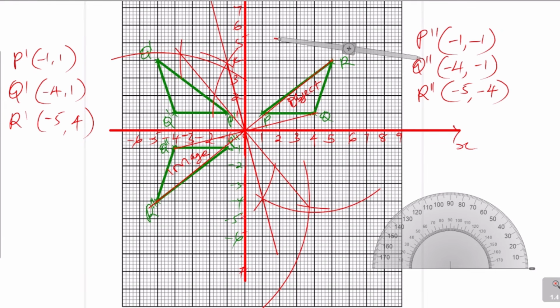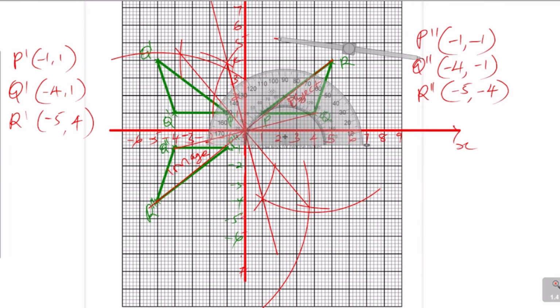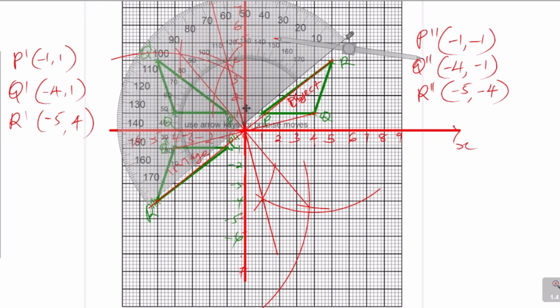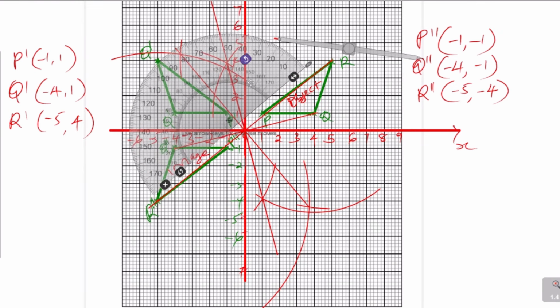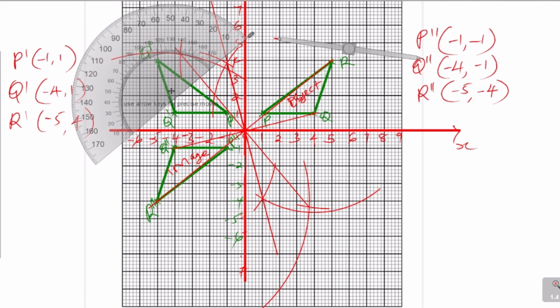So now after getting the center of rotation, we want to get the angle. The center of rotation is the origin, 0, 0. They are meeting here. To get the angle, you measure the angle from the object to the image. The object is PQR. So I'll just pick any point of the object. I can use the line that I've already joined. Let me use Q, this line Q to Q double prime.